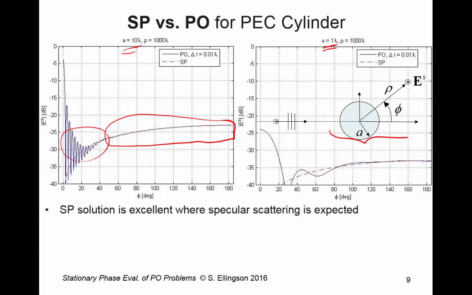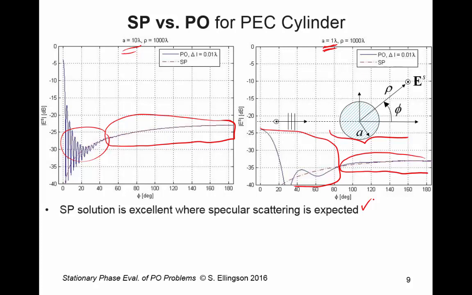In the 1 wavelength case, where the cylinder is smaller, we expected the physical optics solution to have a smaller range of validity. And in fact, it's true for the stationary phase method as well. And we see they agree with each other relatively well, again, wherever physical optics is valid. Where physical optics isn't valid, we see that they differ by quite a bit, but neither one is valid in that region. So we summarize here, the stationary phase solution is excellent where specular scattering is expected. In other words, where we expect physical optics to give a reasonable answer.